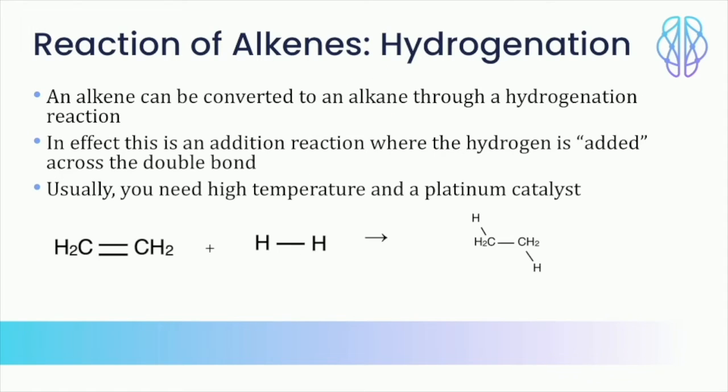So the first type of reaction that an alkene can undergo that an alkane can't is a hydrogenation reaction. Basically, it's kind of like an addition reaction in which hydrogen is added across the double bond of an alkene. In this way, we can convert alkenes to alkanes through these hydrogenation reactions. You need a high temperature, usually about 150 degrees Celsius, and a platinum catalyst. The importance of the platinum catalyst cannot be stressed enough, and you'll see why.